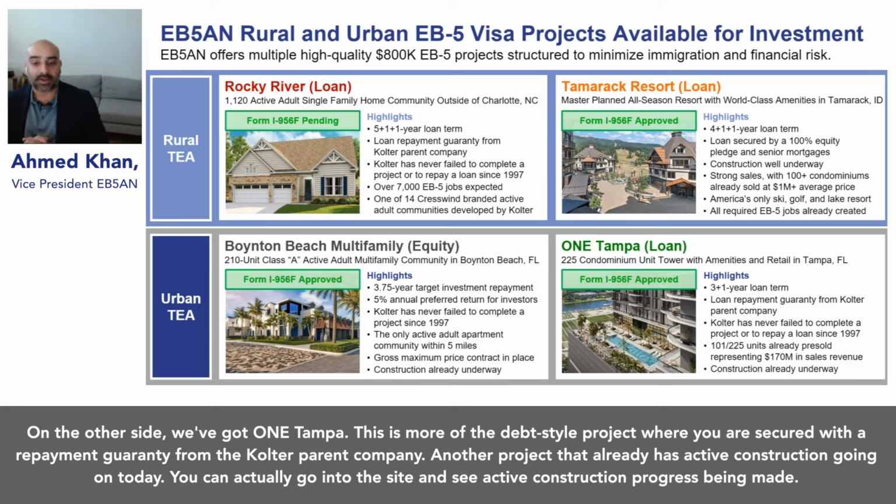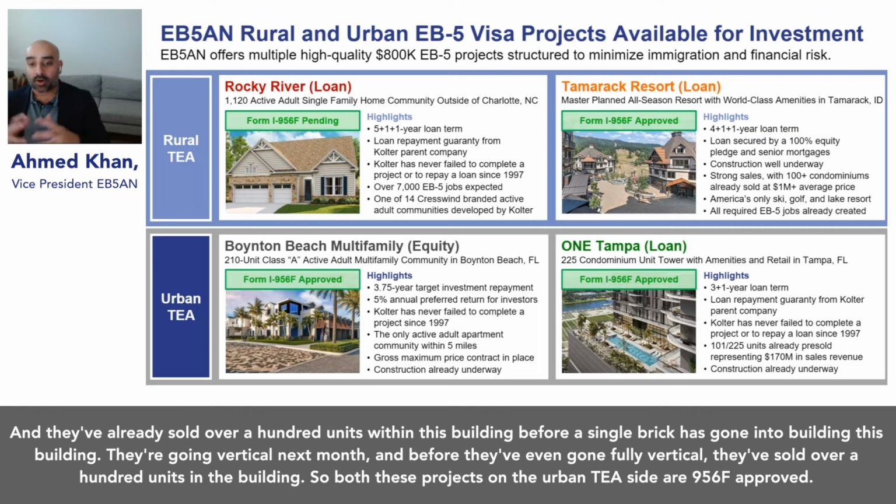On the other side, we've got One Tampa. This is more of the debt style project where you are secured with a repayment guarantee from the Coulter parent company. Another project that already has active construction going on today. You can actually go into the site and see active construction progress being made. And they've already sold over 100 units within this building before a single brick has gone in. They're going vertical next month. And before they've even gone fully vertical, they've sold over 100 units in the building. So both these projects on the urban TEA side are 956F approved.